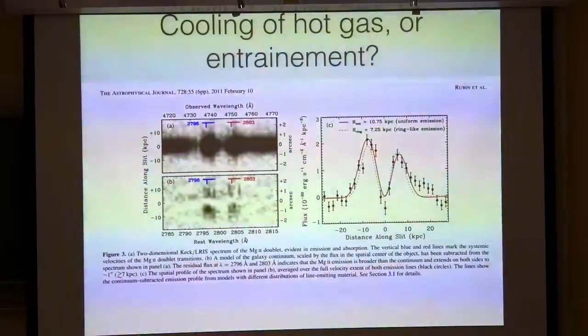Now, how you push out gas, this velocity's not that high, it's a few hundred kilometers a second. How you push out gas that has a sound speed of 10 kilometers a second at several hundred kilometers a second and don't turn it into ionized gas, I mean really hot gas, I don't understand.